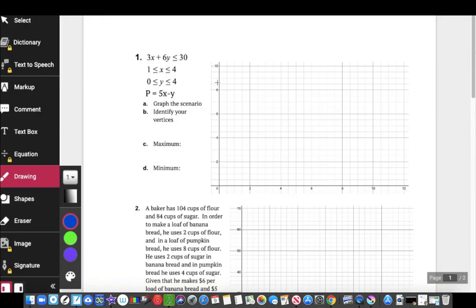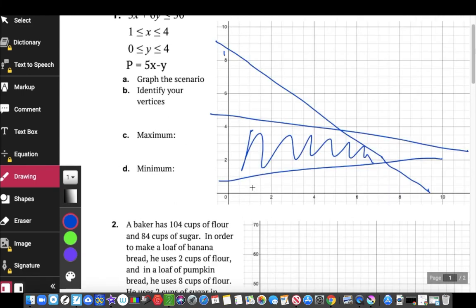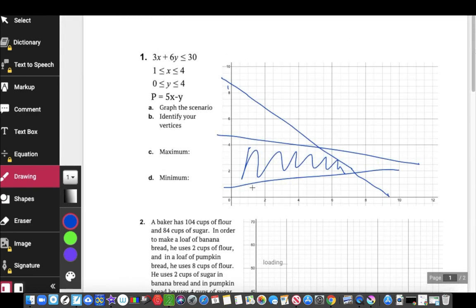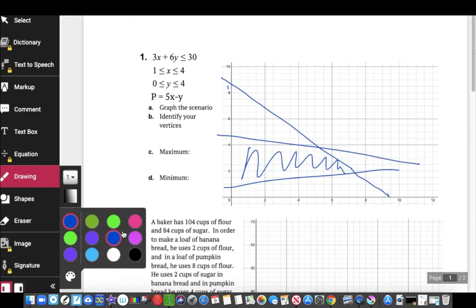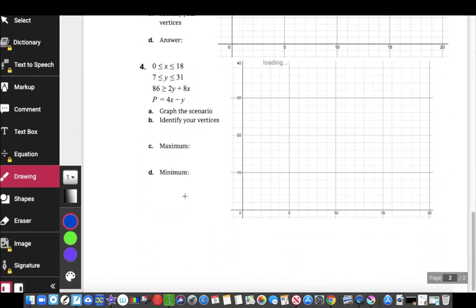So you're going to want to go through and graph. Come up with one of your lines, your other lines, your last couple lines, and figure out your shading. Do your best to be as accurate as possible; you are able to zoom in to make sure that your lines look good. And obviously you're able to change colors if you want to have multiple colors going on so you know what's going on in your graph, okay? Identify your vertices, meaning find your corners. Tell me the maximum and the minimum. There are 4 total problems on here for you.